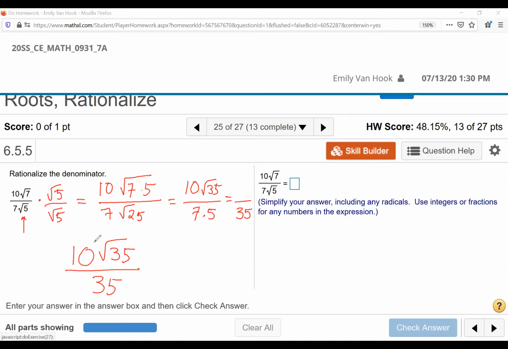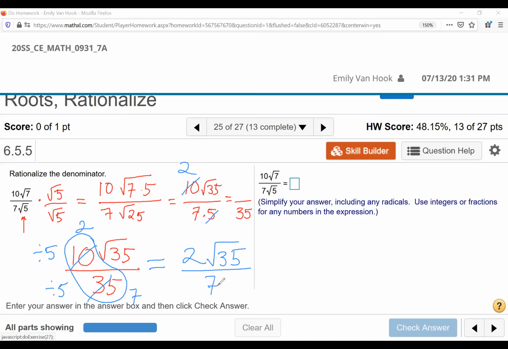What you can reduce is these outside numbers, the 10 over 35. They have a common factor of 5, so I can divide them each by 5. The 10 turns into a 2, and the 35 turns into a 7. And maybe that's why I could have left it as 7 times 5 in that earlier step. 10 divided by 5 is 2. So either way, you end up with just 2 in the numerator with the square root of 35. So 2 square root of 35 in the numerator over 7 in the denominator.